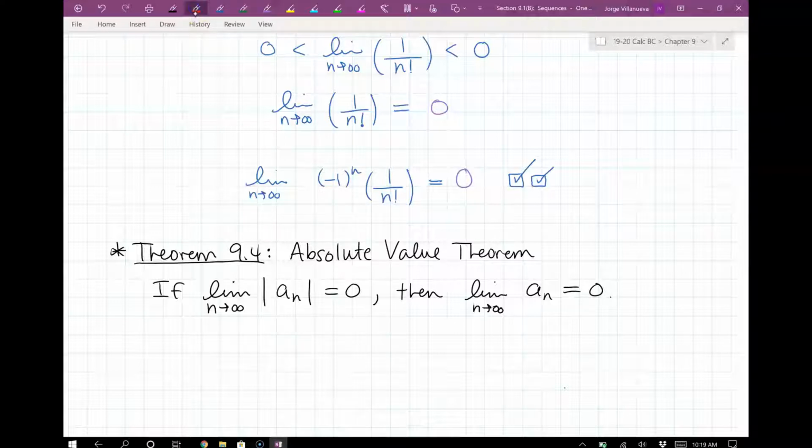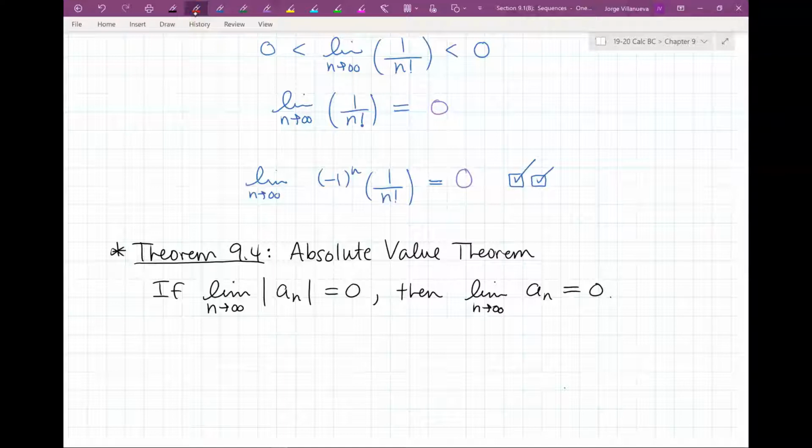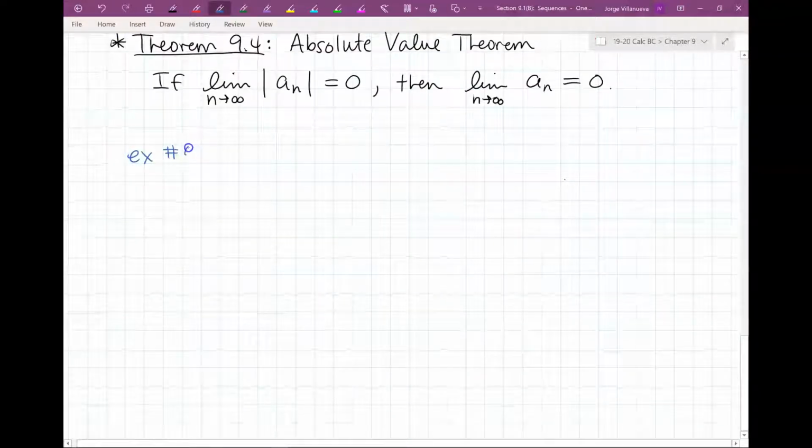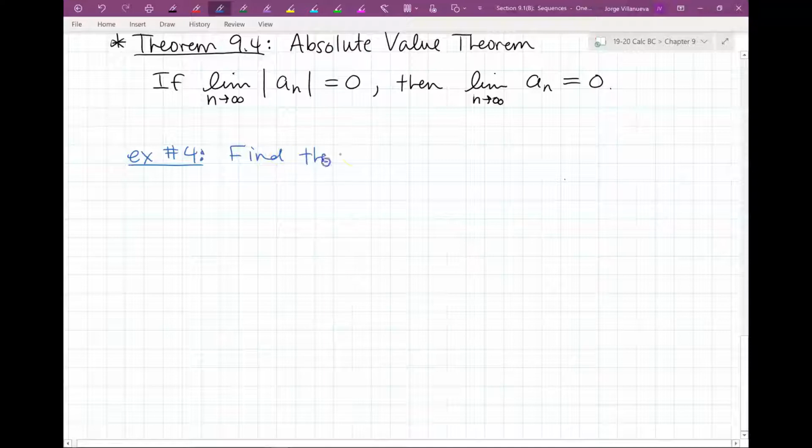So let me do some pattern recognition with you guys. Example number, that was 4, right? No, 3. So this is going to be 4. All right, so find the sequence a sub n where the first 5 terms are given.